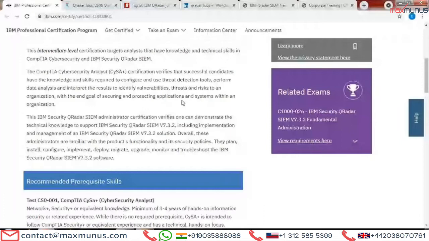And then comes the IBM Security Curator SIEM Administrator Certification, which verifies that one can demonstrate the technical knowledge to support IBM Security Curator SIEM v7.3.2, which usually includes the implementation and management of an IBM Security Curator SIEM v7.3.2 solution.